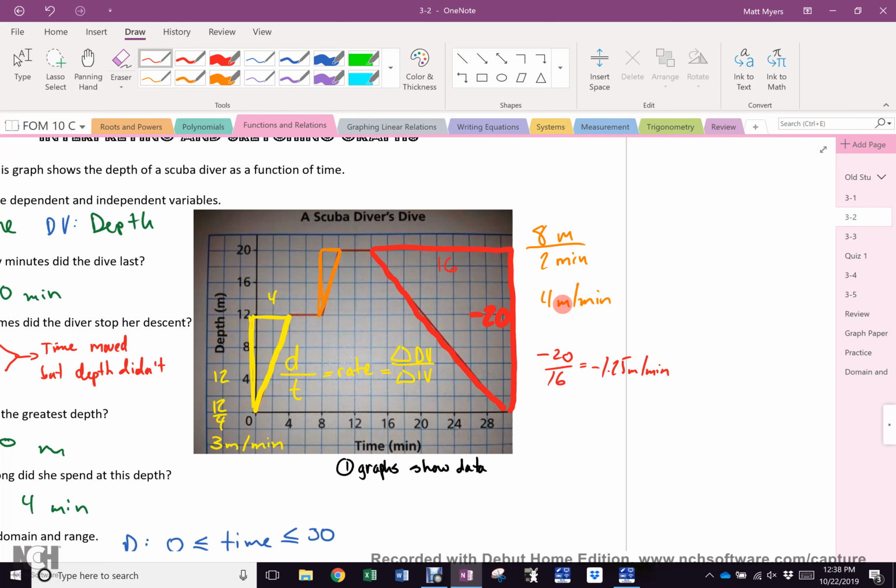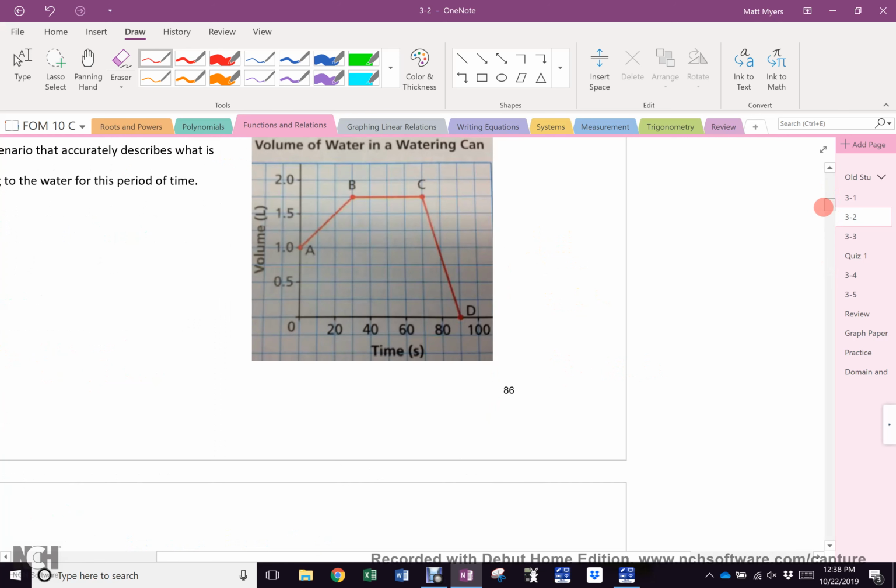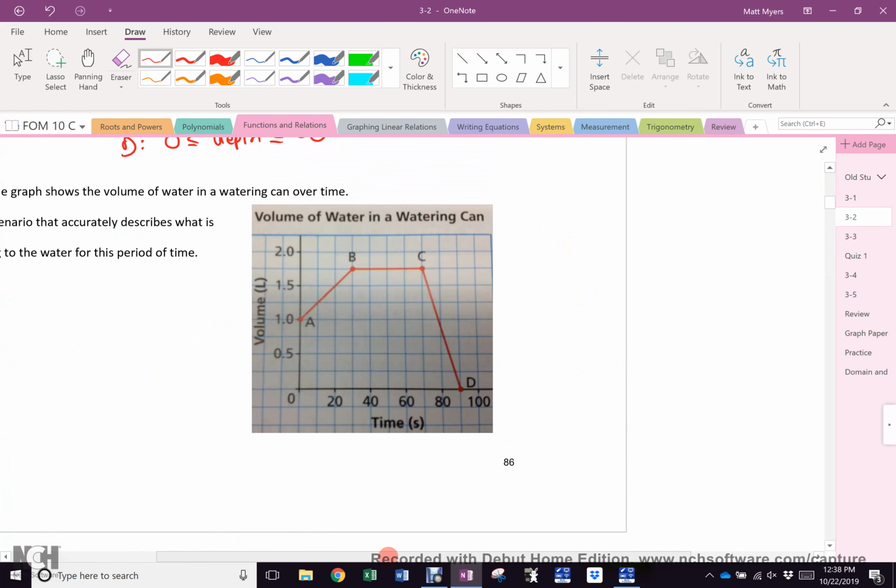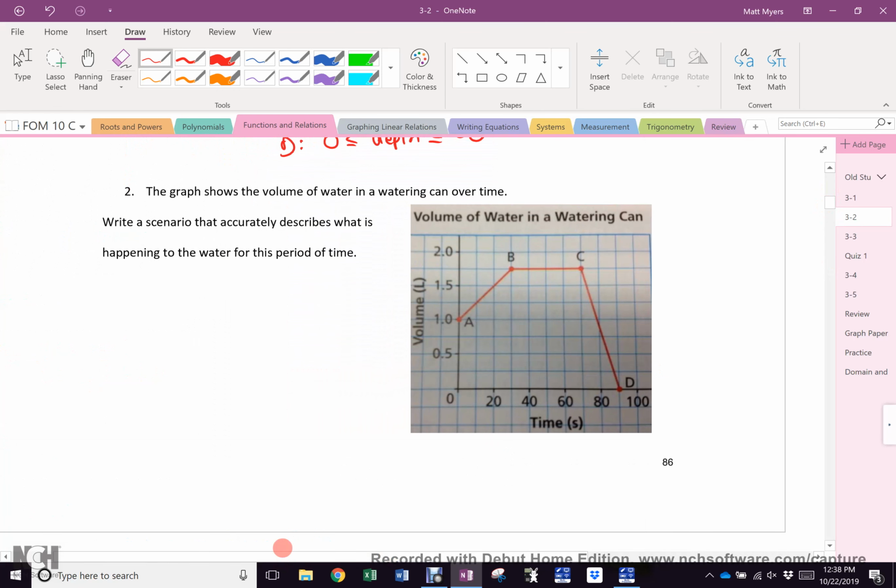All right, let's do some more math. Slide down to number 2. This graph shows the volume of water in a watering can, right? So, it's split into 3 sections, yes? We can see that, can't we? Okay. So, what is happening from A to B in this watering can?